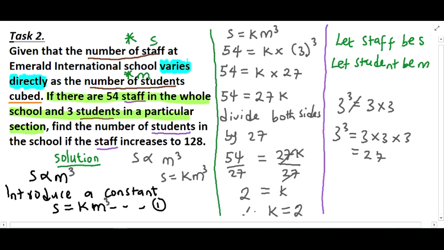Wow, that's quite funny. Okay, now if we have our constant as 2, let's solve for the next part of the question. What is the next part of the question saying? It's saying find the number of students in the school if staff increase to 128. Okay, so I think we are done with this part of the board.